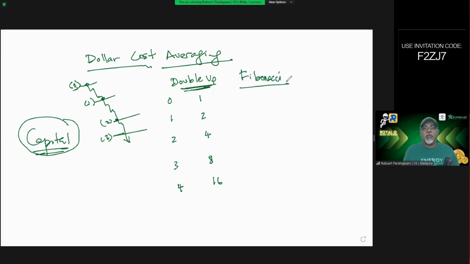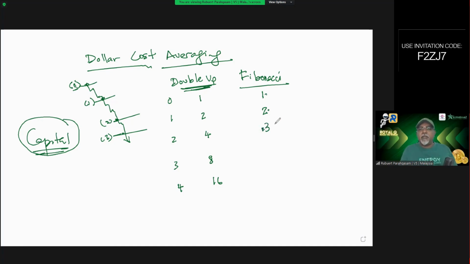Fibonacci, yeah? Fibonacci is like this. First buy is 1, whatever amount I bought, 1. The second amount, I'm going to buy 2 times. The third one would be 3 times. How do we get the Fibonacci sequence? Very simple. This plus this gives me this.